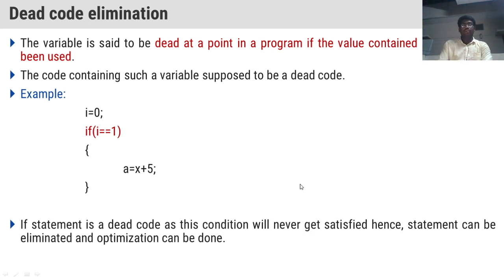If, according to the conditions of dead code, the condition is not satisfied, that statement can be eliminated and optimized. So this is called dead code elimination. What is dead code elimination? A equal to x plus 5 is called dead code. A variable is said to be dead at a point in the program if it is never used. That is called dead code elimination. We are eliminating dead variables and unnecessary code. That is called dead code elimination.